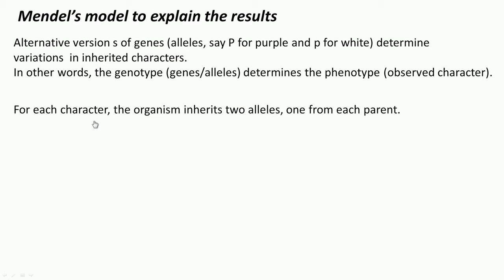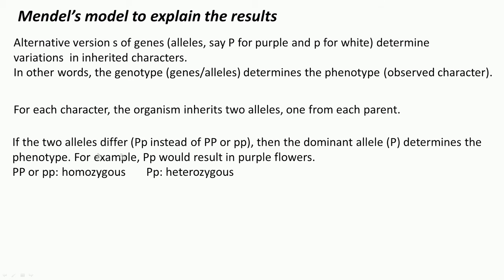For each character, the organism inherits 2 alleles, one from each parent. If the 2 alleles differ, capital P, small p, instead of both being capital P or both being small p, the dominant allele P determines the phenotype. Okay. For example, if there is a capital P and a small p, the trait of capital P is what would be seen. In other words, this would result in purple flowers.